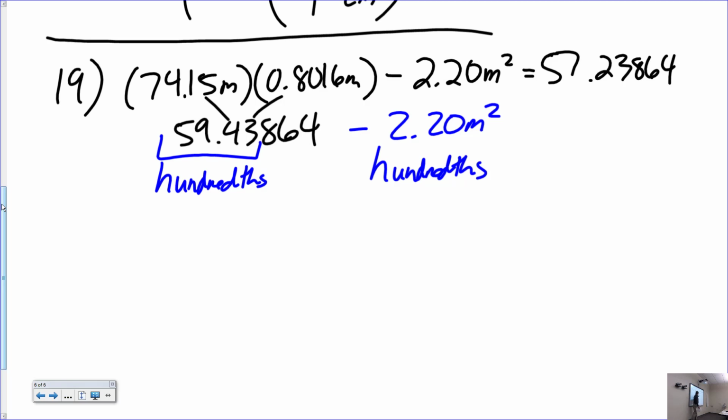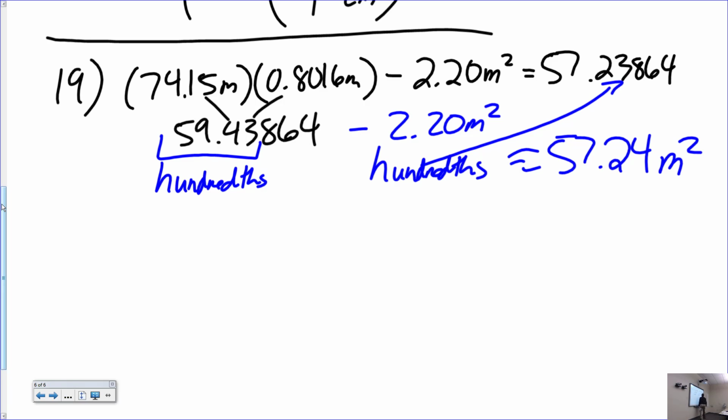So where am I going to round my number to? The hundredths. Okay? So no matter how many digits there are, we don't care, because at this stage we're doing addition or subtraction. That doesn't matter significant digit-wise. So what we do is we're going to round to the hundredths over here. So this is going to be approximately 57.24 square meters.